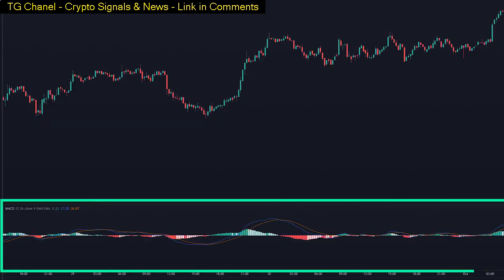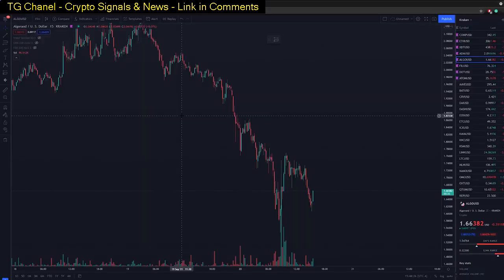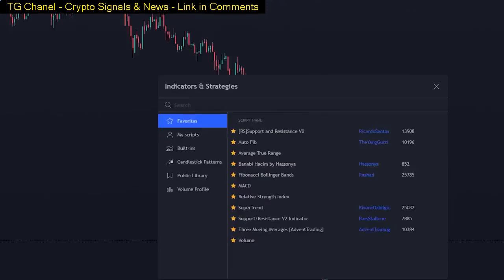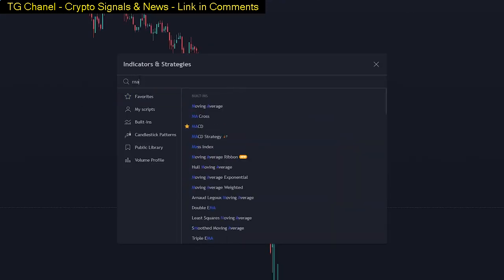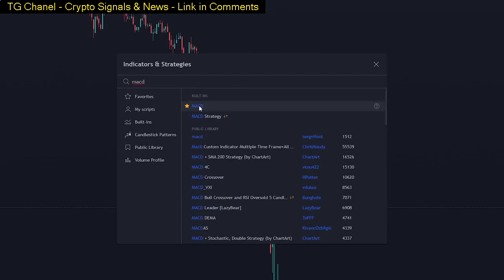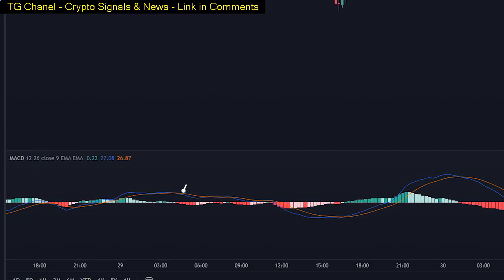First things first, let's add the MACD indicator to our chart. To do that, you're going to go to TradingView or whatever chart website you prefer, and then you're going to go up here to the indicators tab, type in MACD, and click this top one. Now that we have the MACD indicator added, let's make sure we know how the MACD actually works.